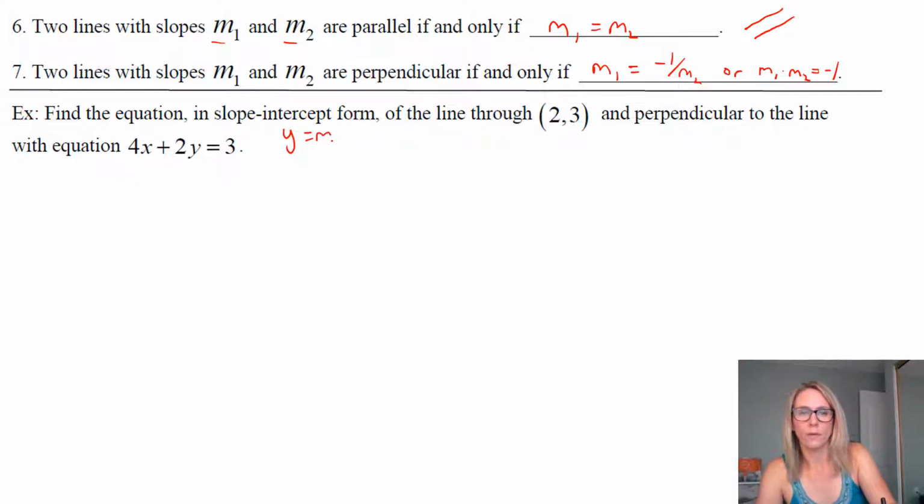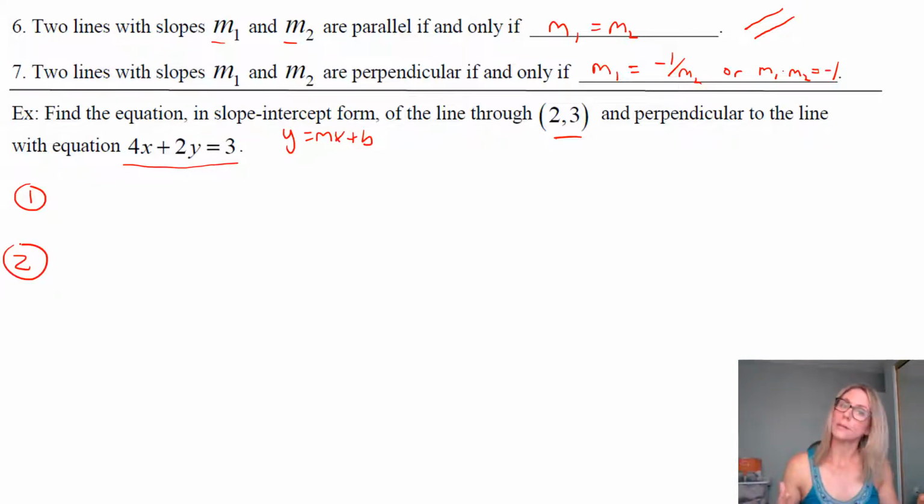We want to finish it off as y equals mx plus b, so solving it for y, of the line through (2, 3) and perpendicular to the line with this equation right here. So remember, we need two things. We need a point and a slope, and usually I tell students, is either one of those things staring us in the face? Is the point staring us in the face? Is the slope staring us in the face?